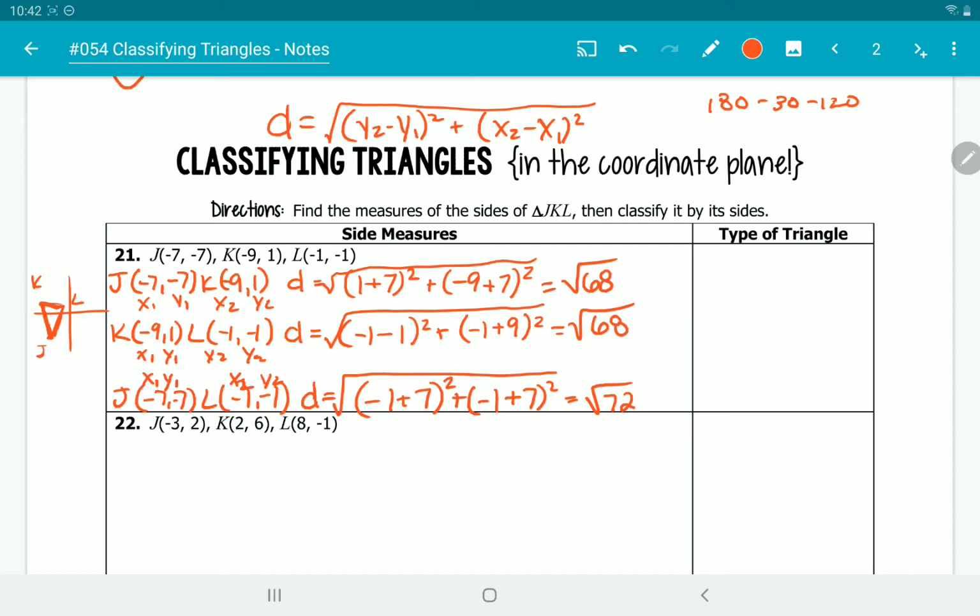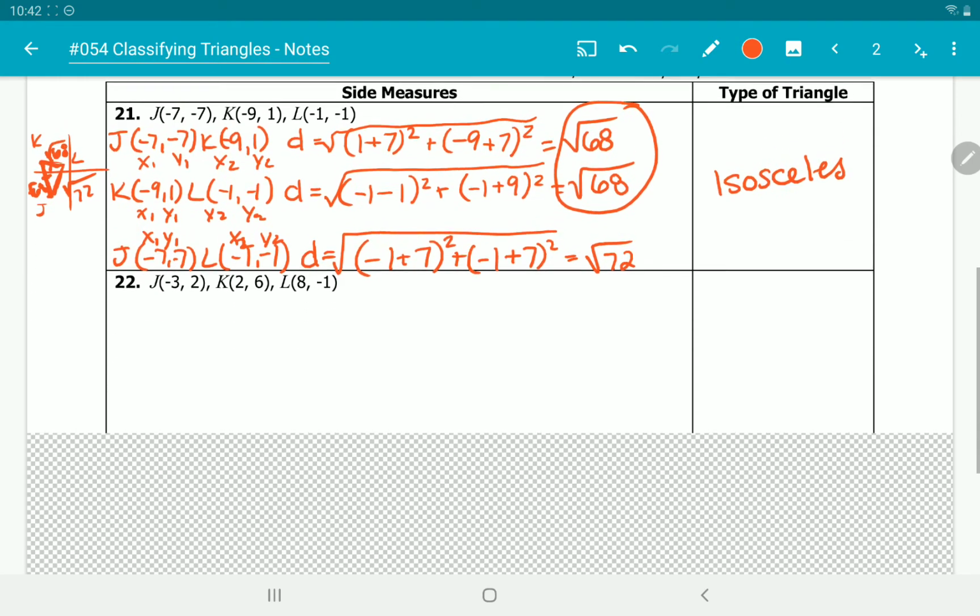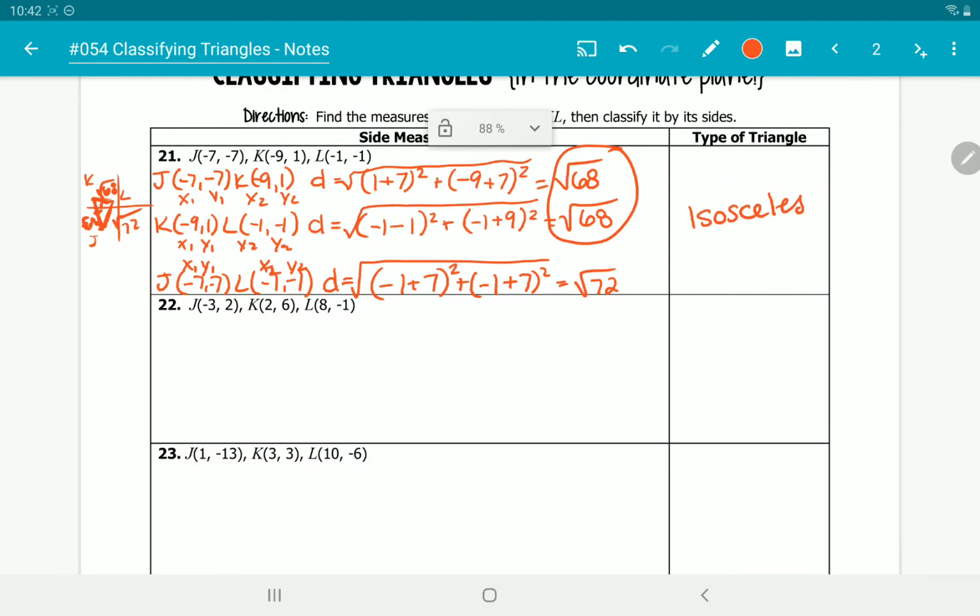So, we can see that from J to K is square root of 68, okay? From K to L is square root of 68, and this one is square root of 72. So these two are the same. So if we have two sides the same, we know that it is isosceles. Okay? So if we have two sides the same, it's isosceles. If we have none of the sides the same, it's scalene. And if we have all three answers the same, then it is an equilateral triangle.